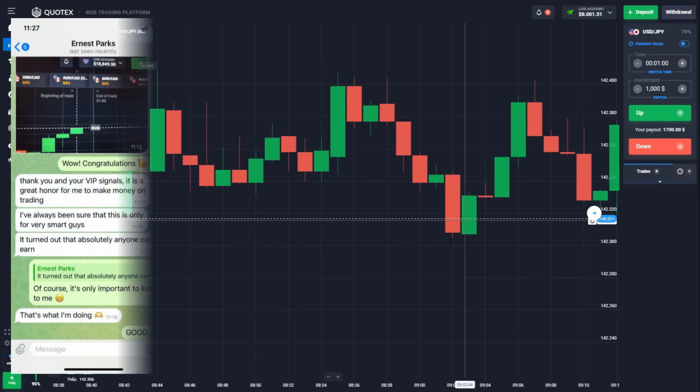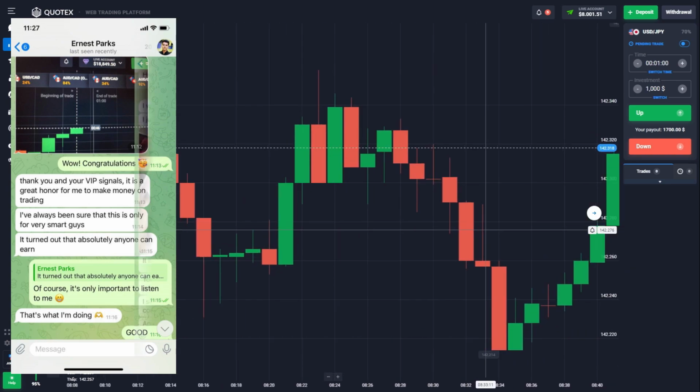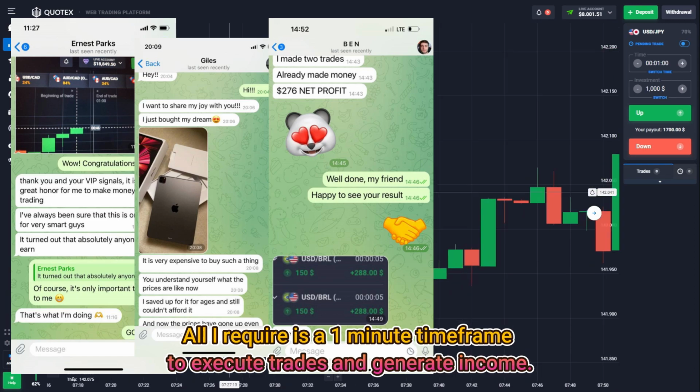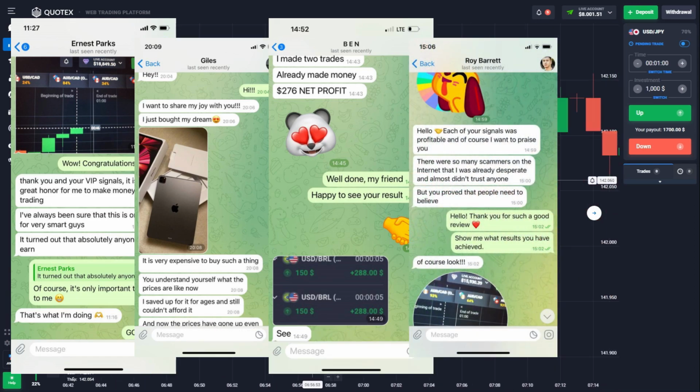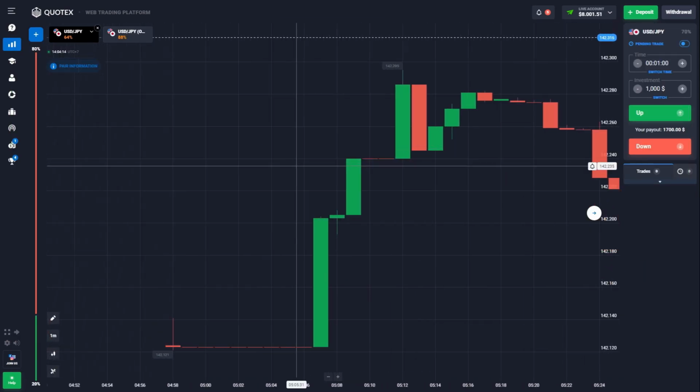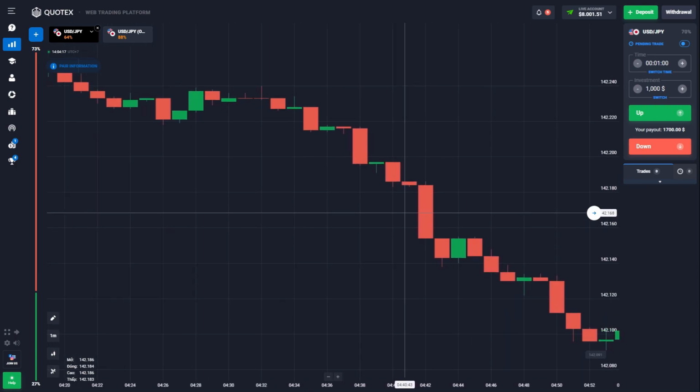As you may already know, I only use simple indicators. All I require is a 1-minute time frame to execute trades and generate income. If you find trading difficult or unclear, don't worry, I'll walk you through every step of the process. Rest assured, I trade here every day.